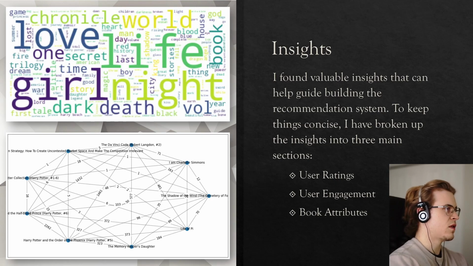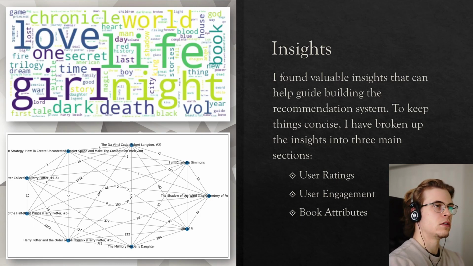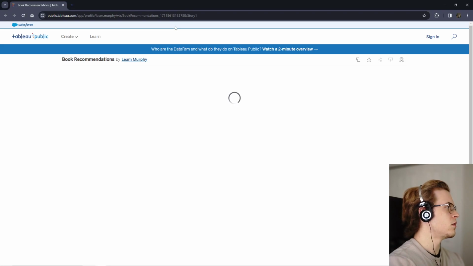So I was able to find some valuable insights that can help me in building the recommendation system and guide my decisions. To keep things concise, I have broken them up into three main sections: user ratings, user engagement, and book attributes. So on over to Tableau.